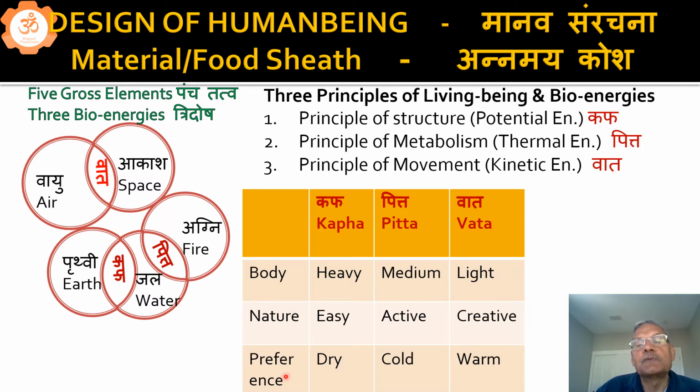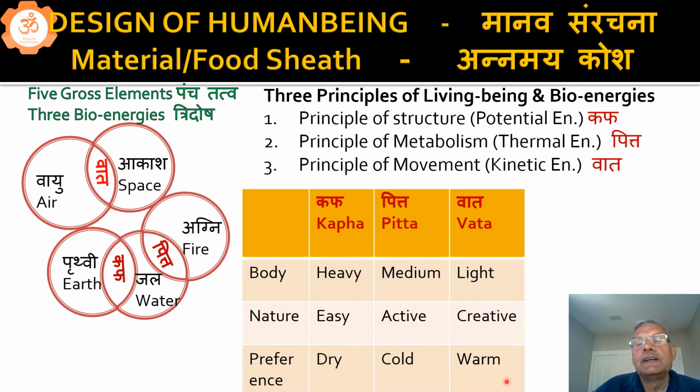Similarly, if you say your preferences, Kapha type people have dryness. They always prefer a dry climate. Pitta type people have heat inside, so they always prefer a cold climate. And Vata type people, their humidity is there, air is there, so they always prefer warm because by nature they are affected by cold.